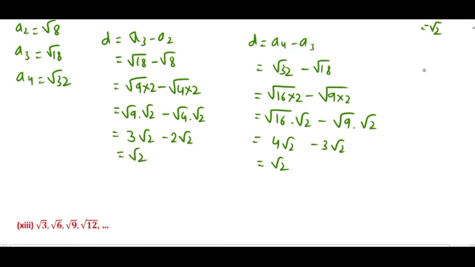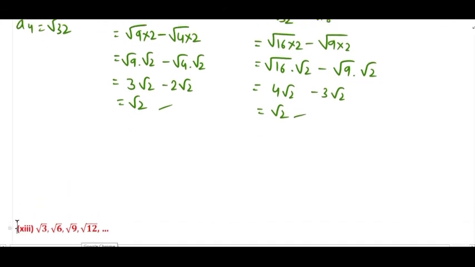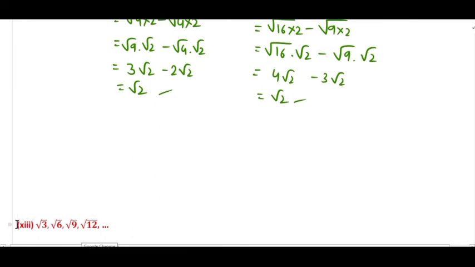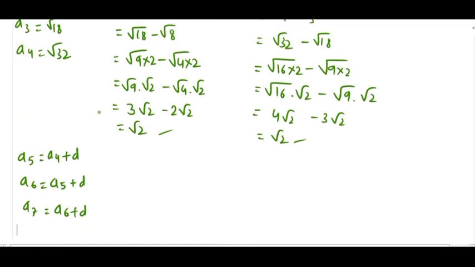See, therefore d is constant in all the cases. Here it is root 2, here it is root 2, here it is root 2. Therefore the given terms are in arithmetic progression. If the given terms are in arithmetic progression, what are the other three terms? A5 can be written as A4 plus d, A6 can be written as A5 plus d, and A7 can be written as A6 plus d. What is A4 here? A4 is root 32.